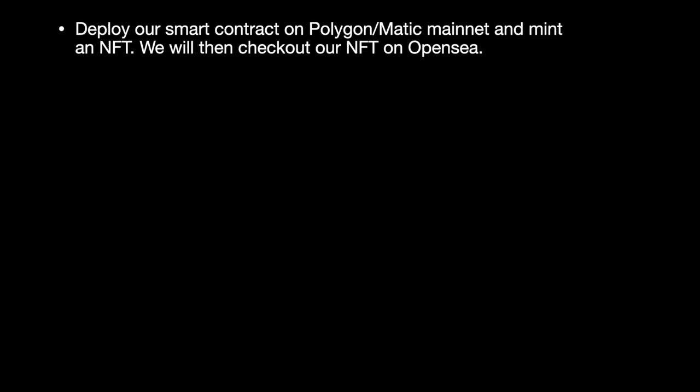Now first we'll be deploying our smart contract on Polygon Matic mainnet and minting an NFT. We'll then check it out on Opensea. Many of you had doubts about how we can deploy it on Polygon without changing a lot of code. Matic or Polygon's chain is EVM compatible. That means whatever code we had written in Solidity for the Ethereum blockchain will work as it is on the Matic chain. We just need to connect to the Matic network and that's it.